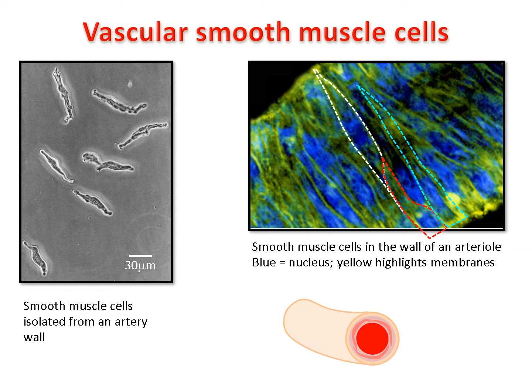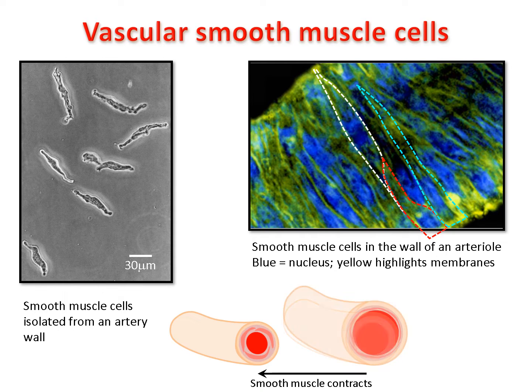The cartoon at the bottom illustrates the consequence of this structure. As the muscle cell contracts and shortens, the vessel lumen becomes narrower, showing constriction. In contrast, as the cells relax and become longer, the vessel lumen dilates.